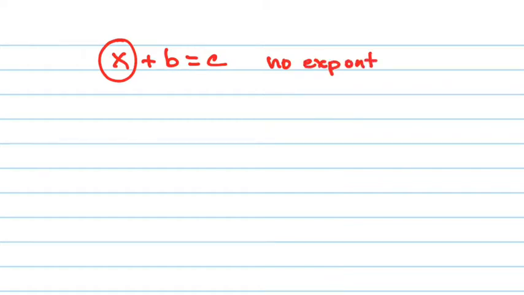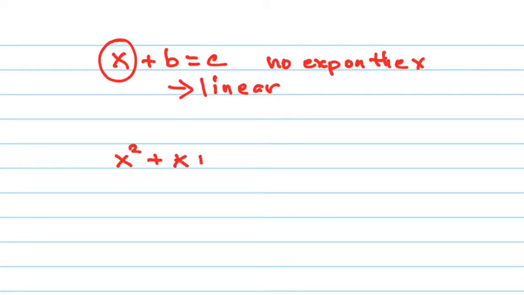So if you have some equation, x plus b equals c, notice there is no exponent on the x. Let me write that a little further. And that's how you know that it is definitely going to be linear. Okay. Well, today we're going to look at equations where you have an exponent on one of the x terms.